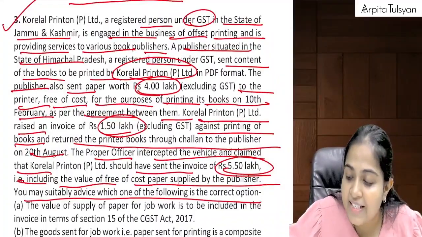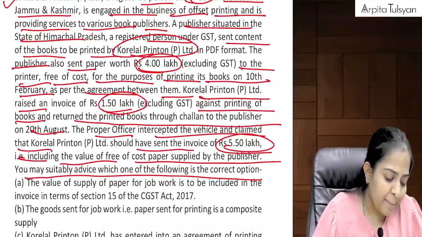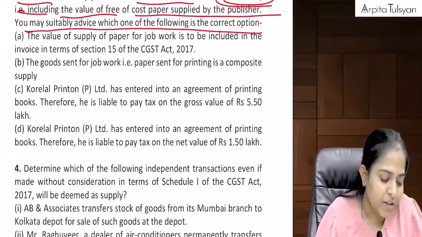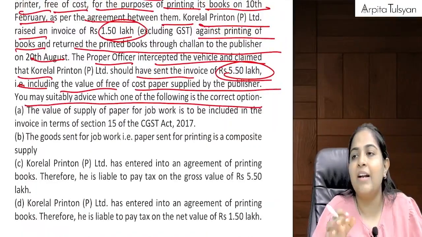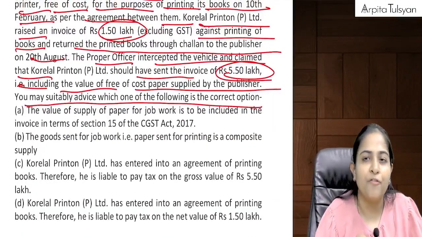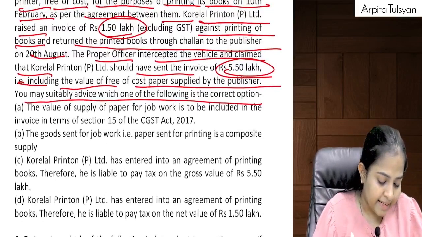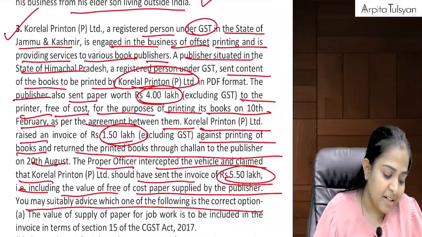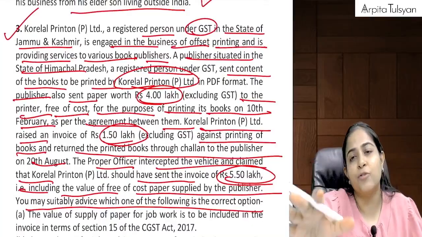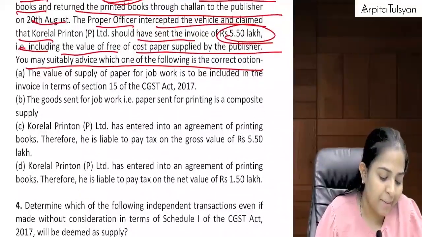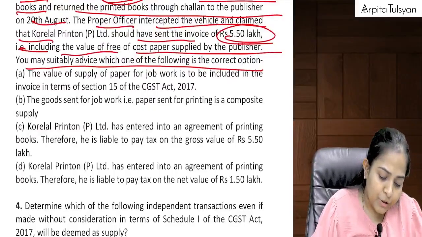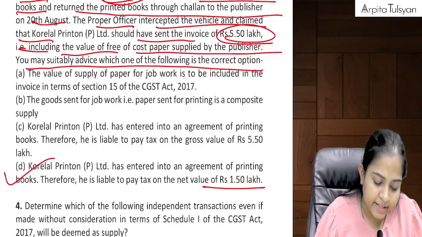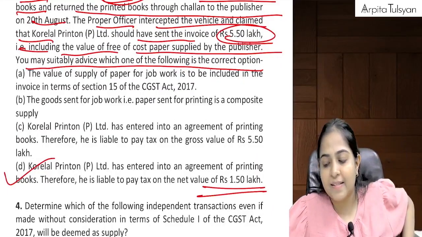So can we say here we supplied paper worth rupees 4 lakh and then for printing the value of service was rupees 1.5 lakh. And then after using the paper and doing the printing, we supplied the full books to the publisher. So in this case, can we say they had entered into an agreement only for printing? See, paper I am giving, I just want you to do the printing. So can we say this will be considered a supply of printing services only? So the value should be 1.5 lakhs only. Yes, so D will be the correct answer. Value will be only rupees 1.5 lakhs.